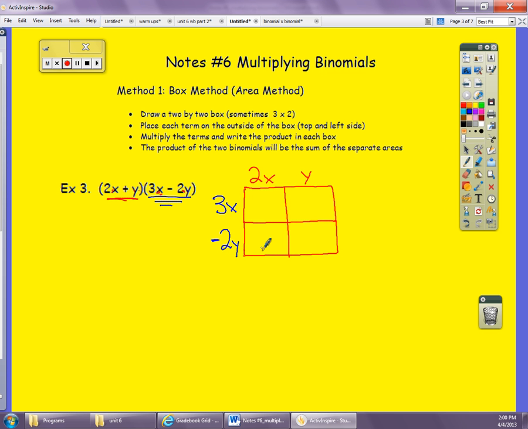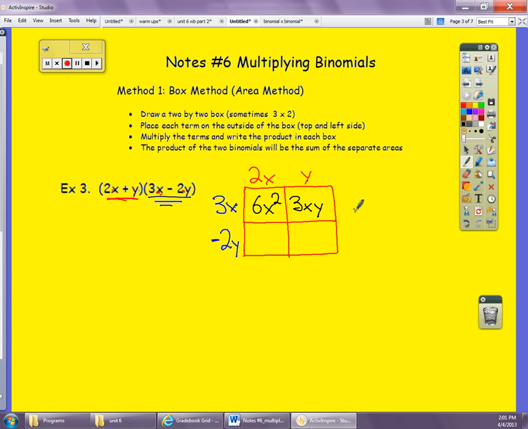So now I know I have to fill up each section of this box, making sure that I'm multiplying all of my numbers. So we look at it and we do 3x times 2x. That gives us 6x squared. And then we do 3x times y, which gives us 3xy.